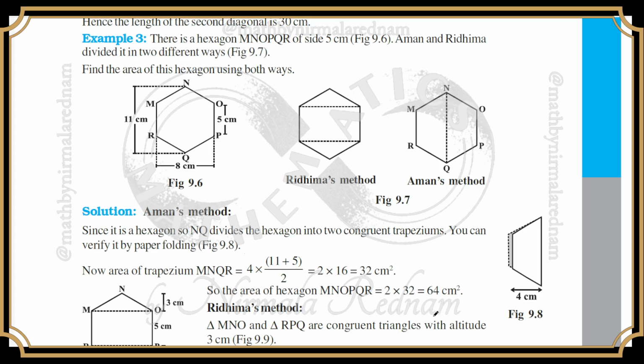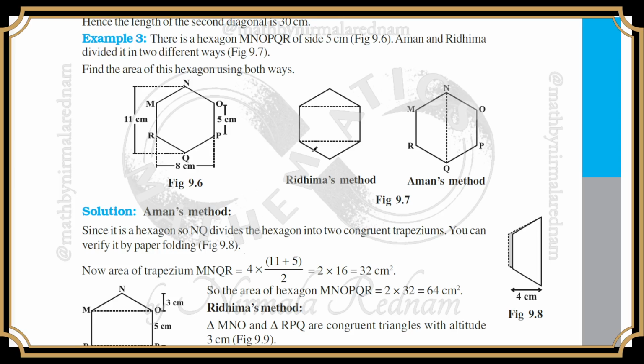In the third example, they have given a hexagon MNOPQR, and they're saying that the side length is 5 centimeters, right? And also they are saying that these measurements are given. The distance from this side to this side is given as 8, and these two, if you join this particular diagonal, is given as 11. And here they're asking how can you find. Like I said, there's no unique way.